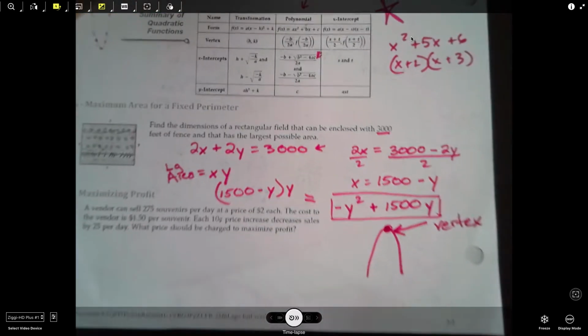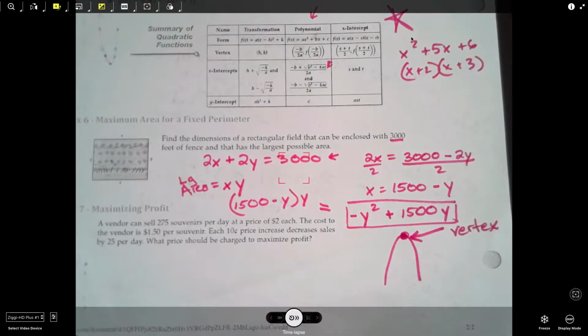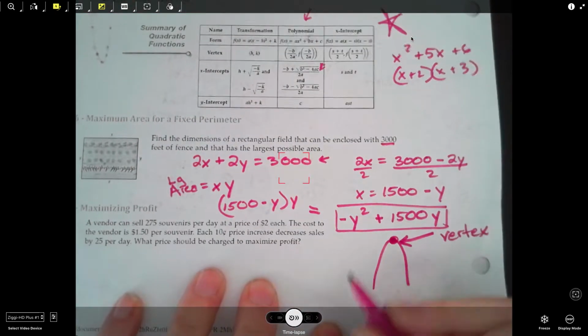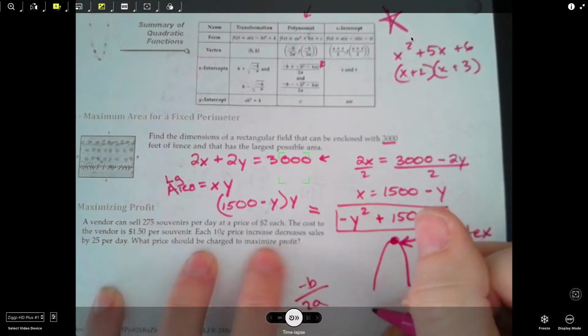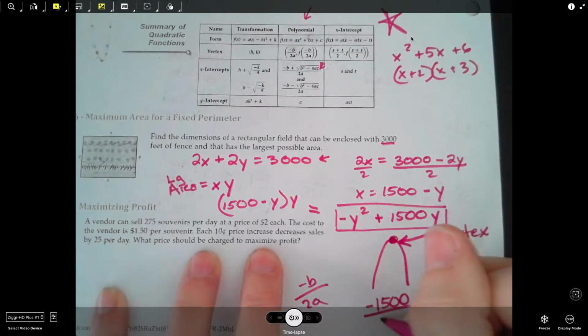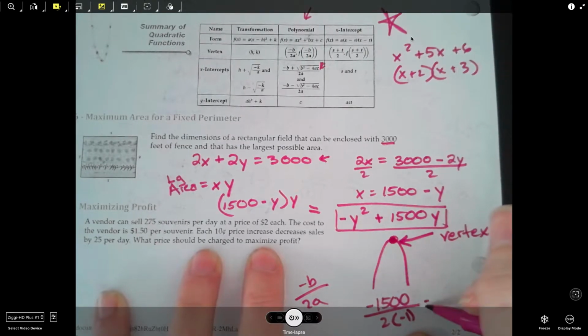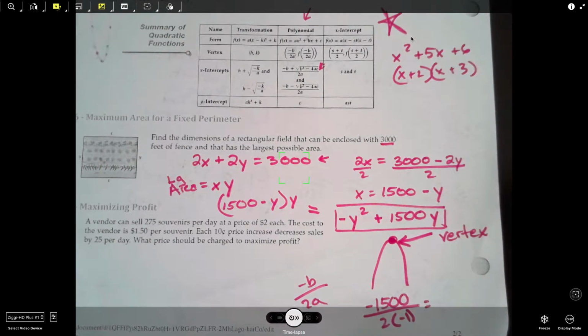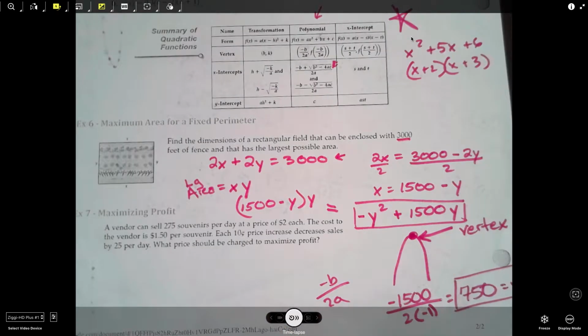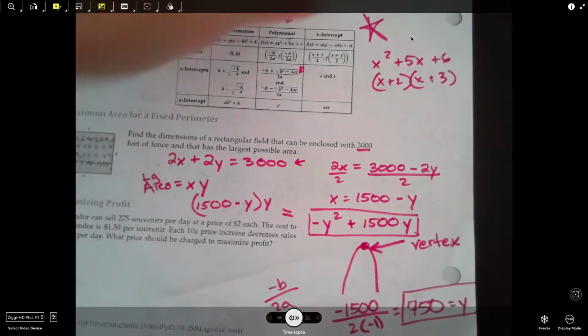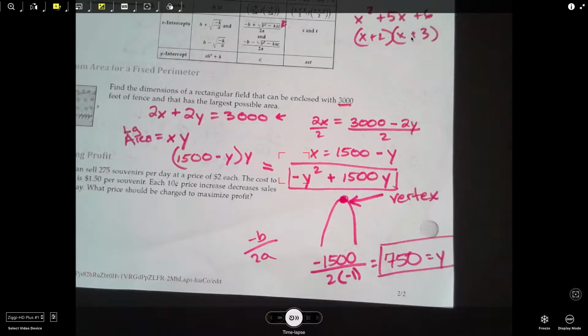Okay? Well, it's kind of in standard form now. To find the vertex of the polynomial form, you do negative b over 2a. Negative b over 2a. Okay? So 1,500 is my b. What's a? Negative 1. So negative 1,500 divided by negative 2 is 750. Is that right? Yeah? 750? Okay, and that's equal to y, because I just solved for y. Okay? 750 equals y. That's what I want.